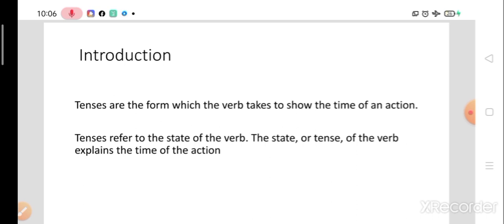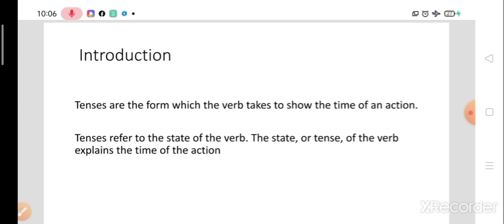To begin with, let us see what tenses are. Tenses are the form which the verb takes to show the time of the action. That means there are three parts in the sentence, like the subject, verb, and the object. The verb is the word which tells us when the action has taken place.